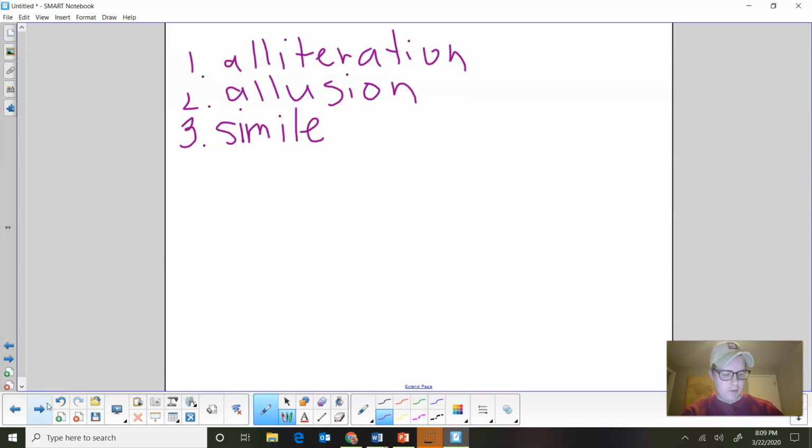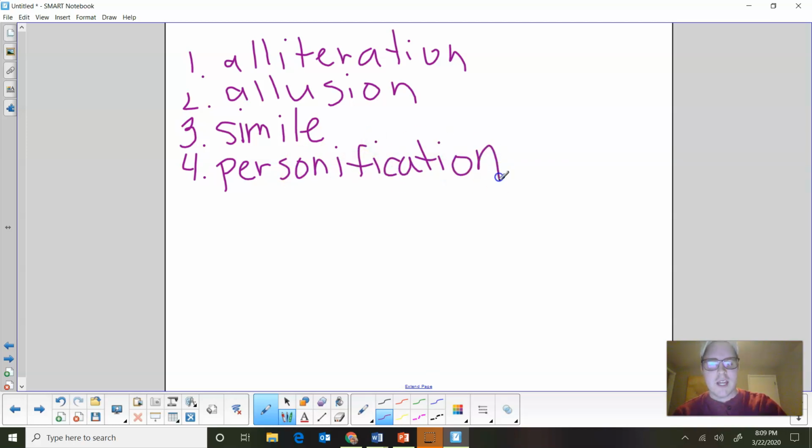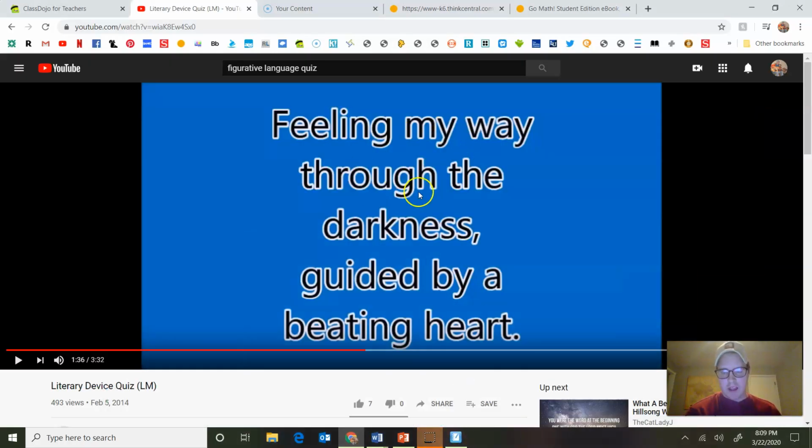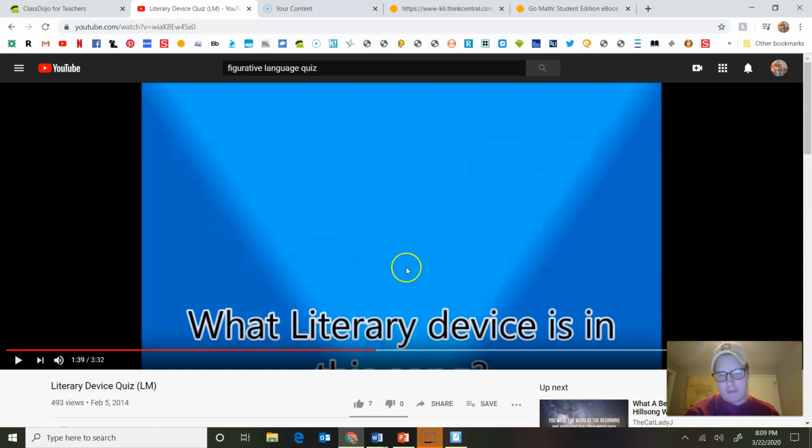Okay, the answer number 4 is personification. Give yourself a pat on the back if you got that right. Personification, it's humanizing something. Guided by a beating heart just means simply that this artist or the person who wrote the song is following their heart, right? That's all that means.